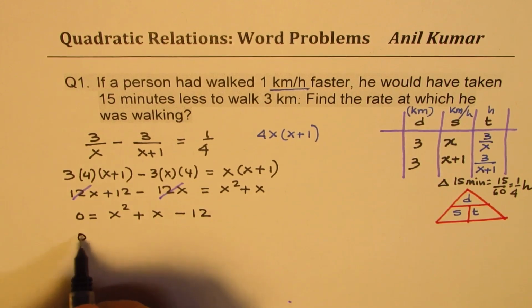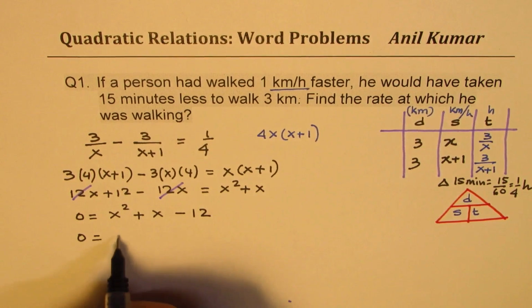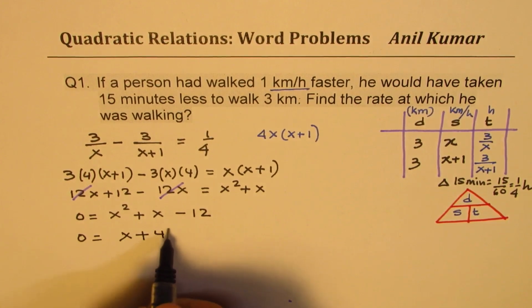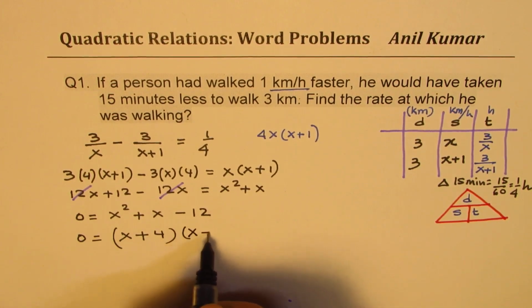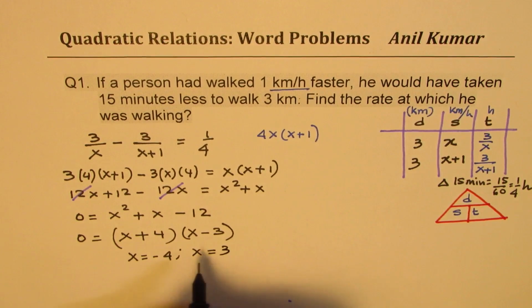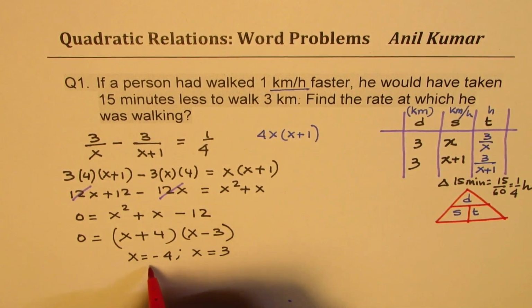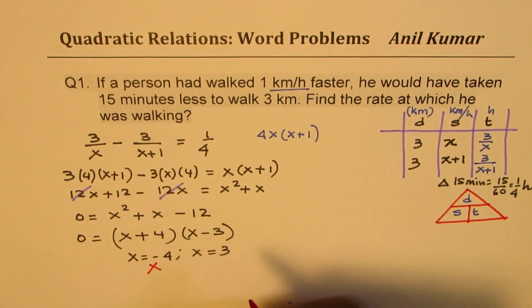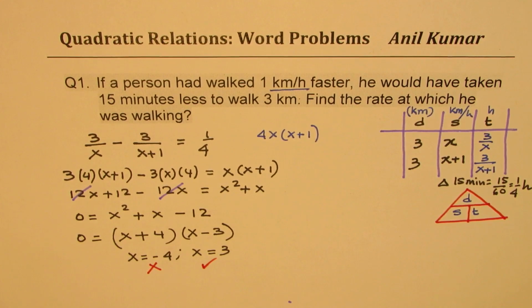This could be factored 4 times 3, right? 4 positive. So x plus 4 times x minus 3. So that gives you x equals to minus 4 and x equals to 3 as possible solutions. Clearly, you cannot have this answer, right? So x equals 3 makes sense. Correct? You cannot have negative answer here. Therefore, we get x equals to 3 as our answer.